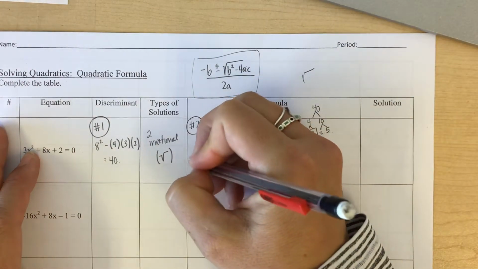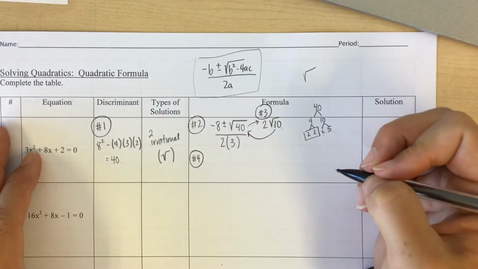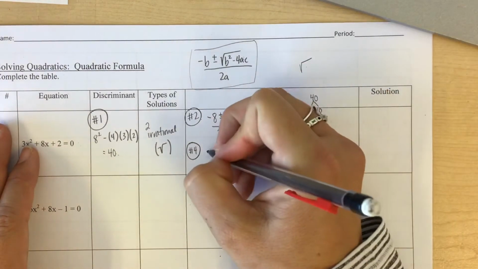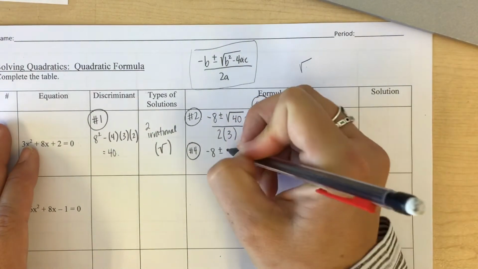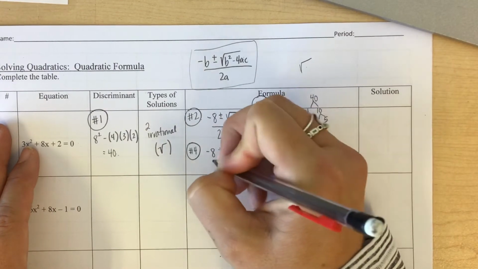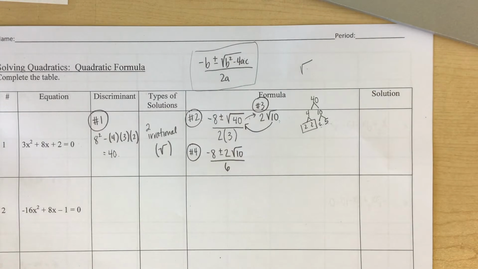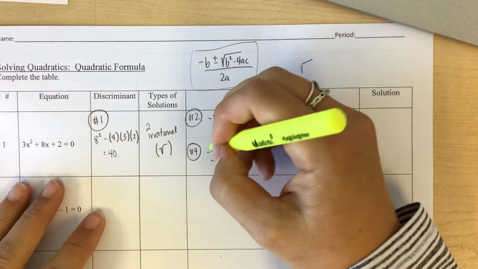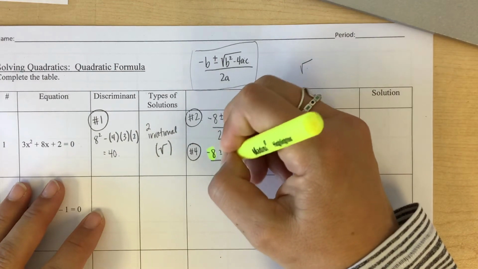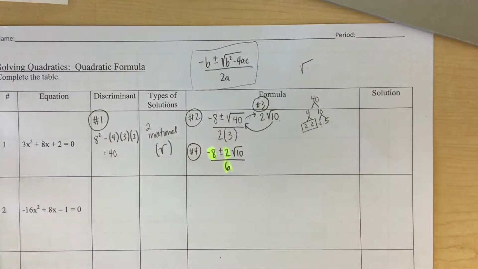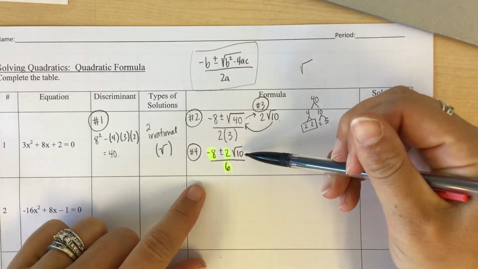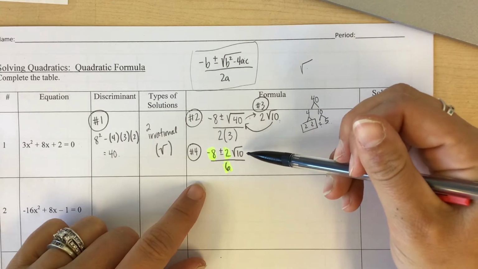So step number 4 is going to be to simplify out what you have left. So we have negative 8 plus or minus 2 radical 10 all over 6. Okay? All right, part of step 4 also is to simplify, right? So we are going to look at these 3 numbers. Do not touch what's underneath the radical, okay? So that stays radical 10. There's nothing we can do. Again, remember, 10's in jail. We can't go visit.